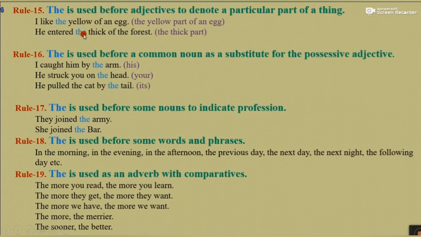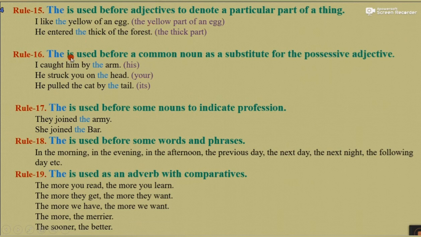Number 15. The is used before adjectives to denote a particular part of a thing. For example, I like the yellow of an egg. Here the yellow means the yellow part of an egg. He entered the thick of the forest. Here thick means the thick part. So the is used before adjectives which denote a particular part of a thing.